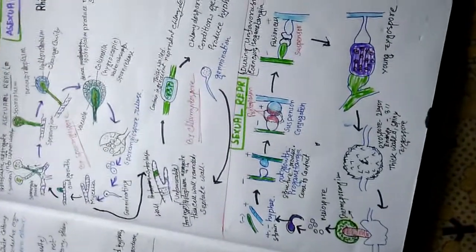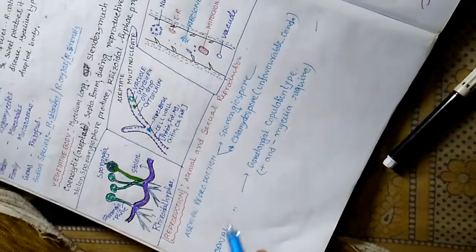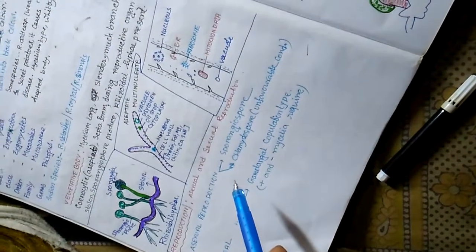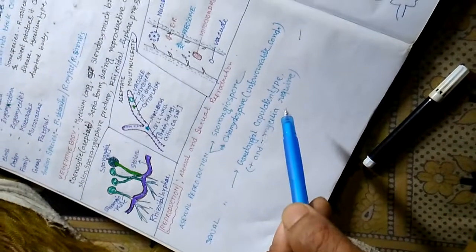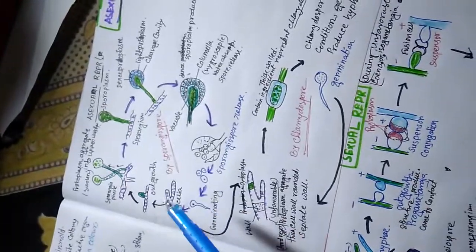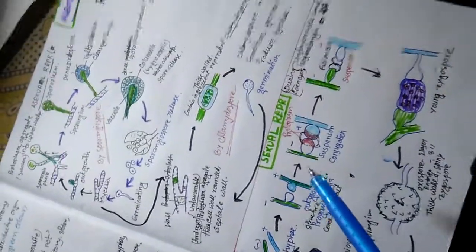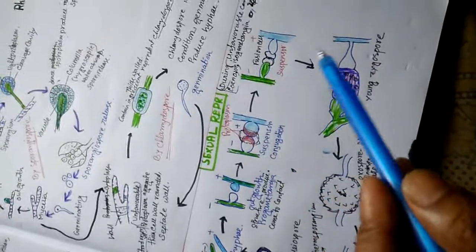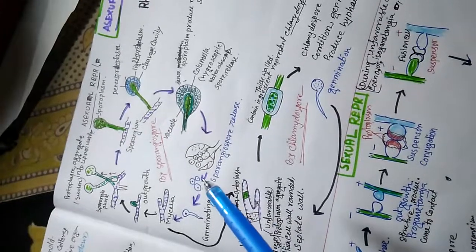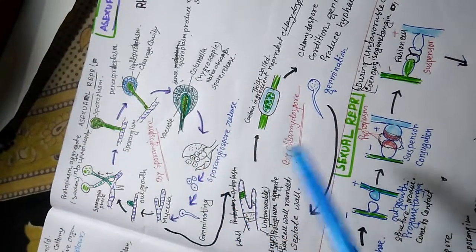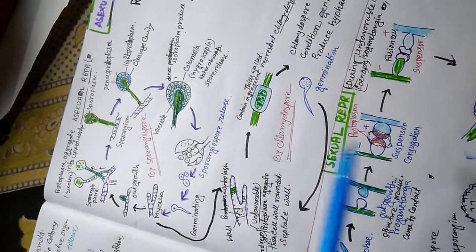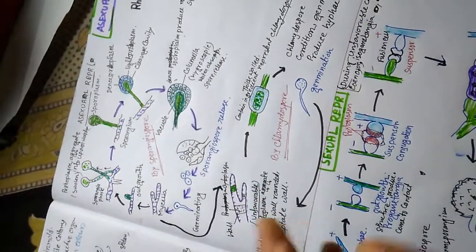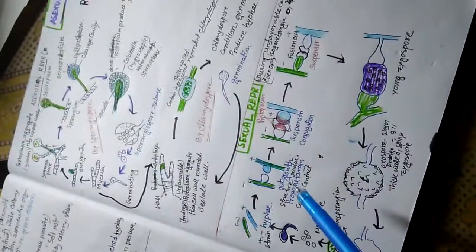So Rhizopus reproduces by sexual and asexual means. Asexual reproduction takes place by sporangiospores and chlamydospores, and sexual reproduction by gametangial copulation. Here, plus and minus type hyphae undergo gametangial copulation, and in this way sexual reproduction happens. This is asexual reproduction by sporangiospore and chlamydospore, the two processes of asexual reproduction, and this is sexual reproduction.